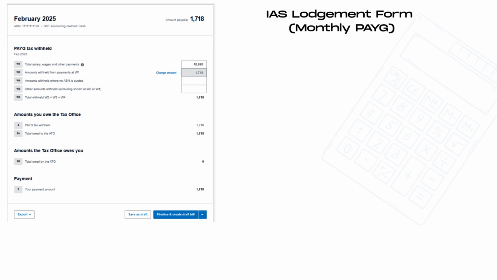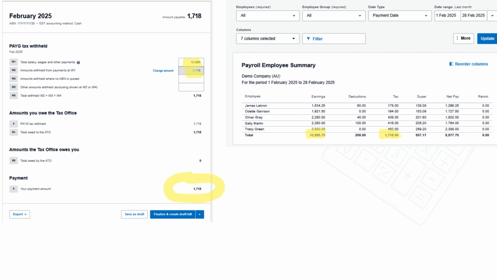So what we're going to do is cross-check that to the payroll employee summary report. We can see that the gross earnings, 10895, matches, and we can see that W2, the PAYG tax component, 1718, matches, and that is the payable amount for that month.